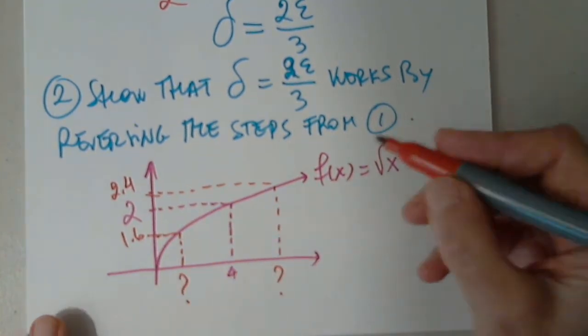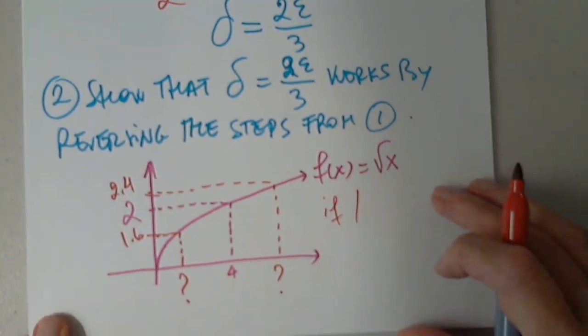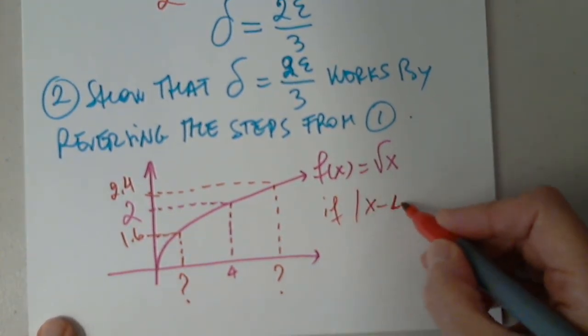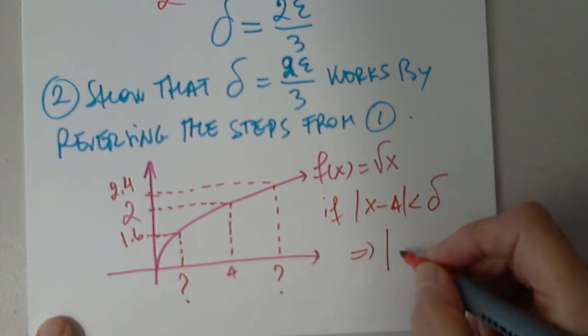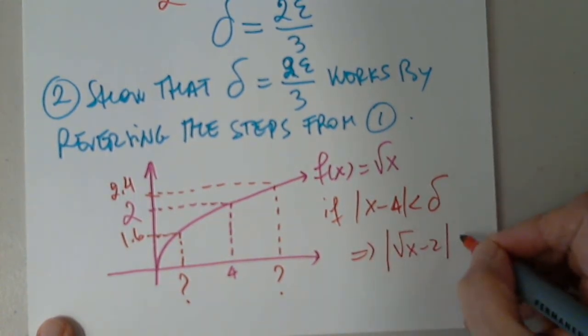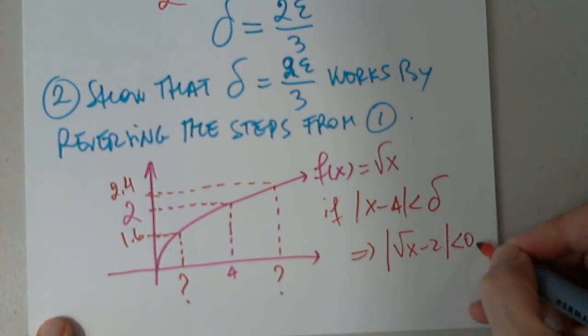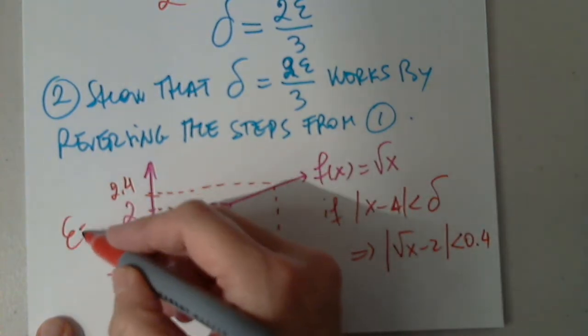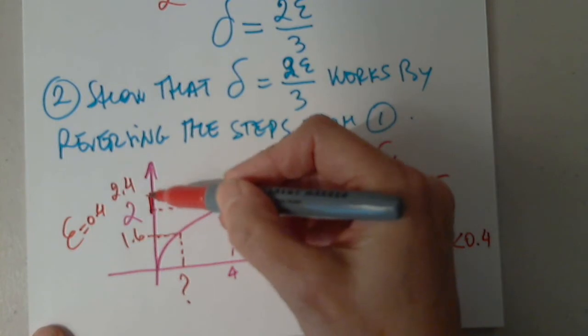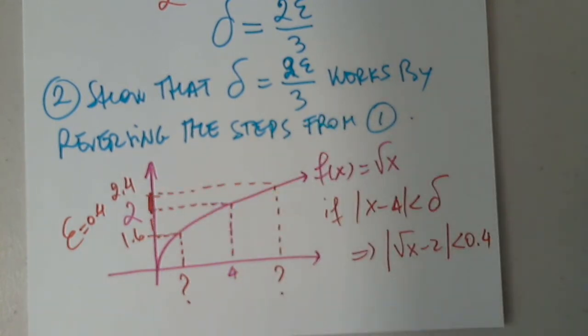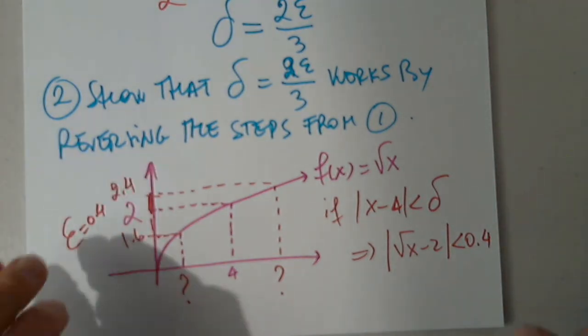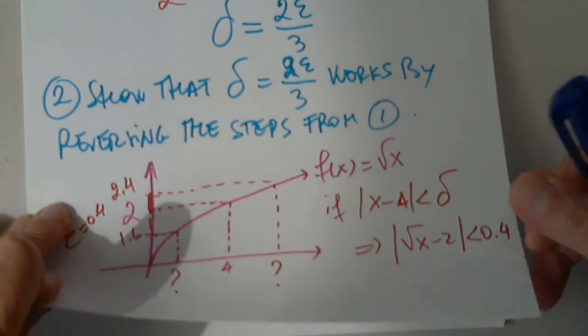And of course they say if the absolute value of x minus 4 is less than delta, then the absolute value of the square root of x minus 2 is, of course, less than 0.4, because epsilon is 0.4. The distance between 2 and 2.4, as well as the distance between 1.6 and 2. And they're asking us to find the correct delta.